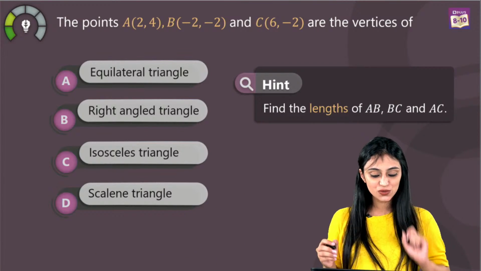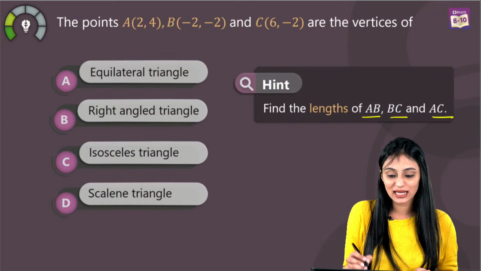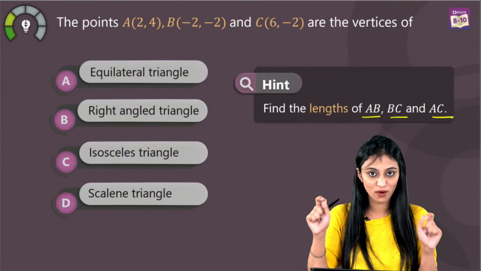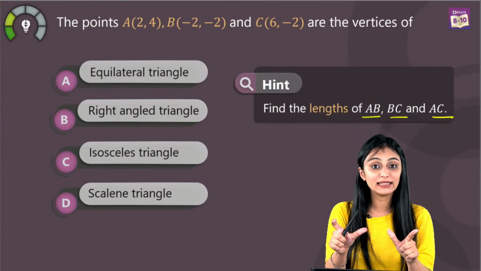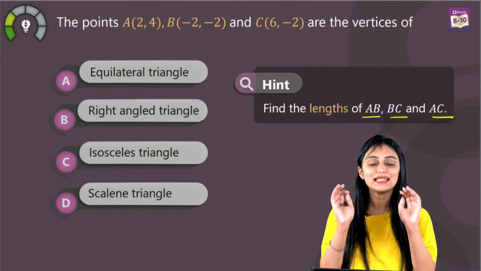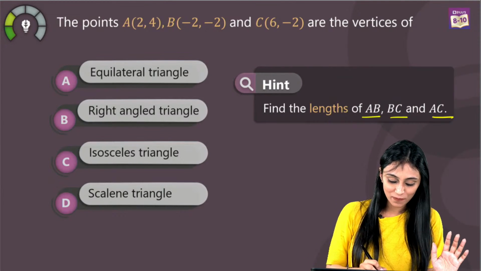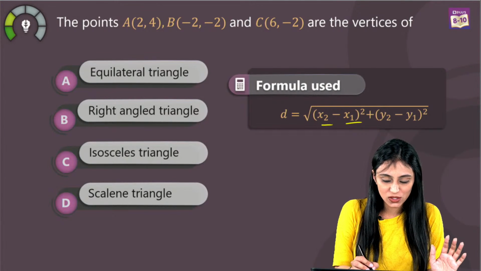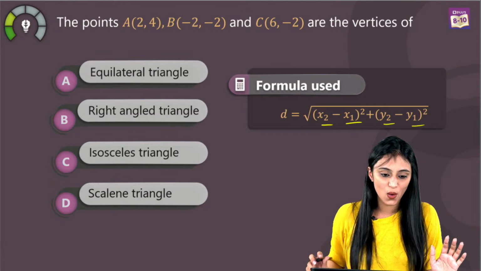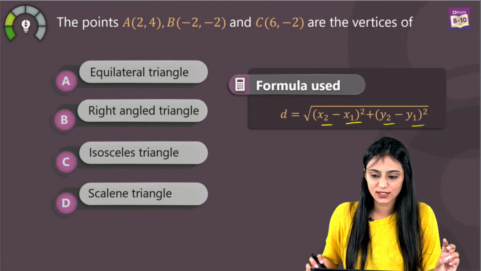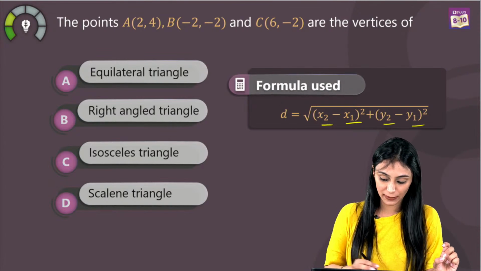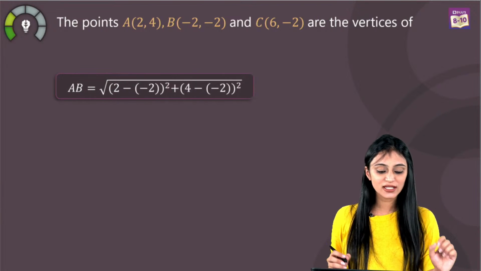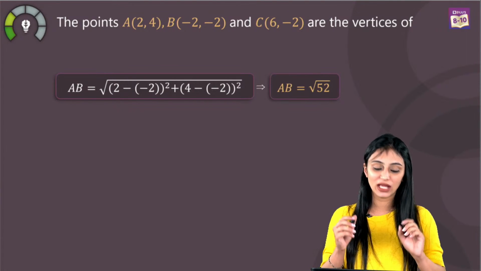Absolutely. So first we will find out the length of AB, BC and AC. Whenever you have the coordinates of different points, you need their length. We always apply distance formula in that case, okay? So what is the distance formula? That's square root of (x2 minus x1) whole square plus (y2 minus y1) whole square. Shatakshi says we can apply distance formula and find the sides. Absolutely. Okay. So let's find out the length of AB first.